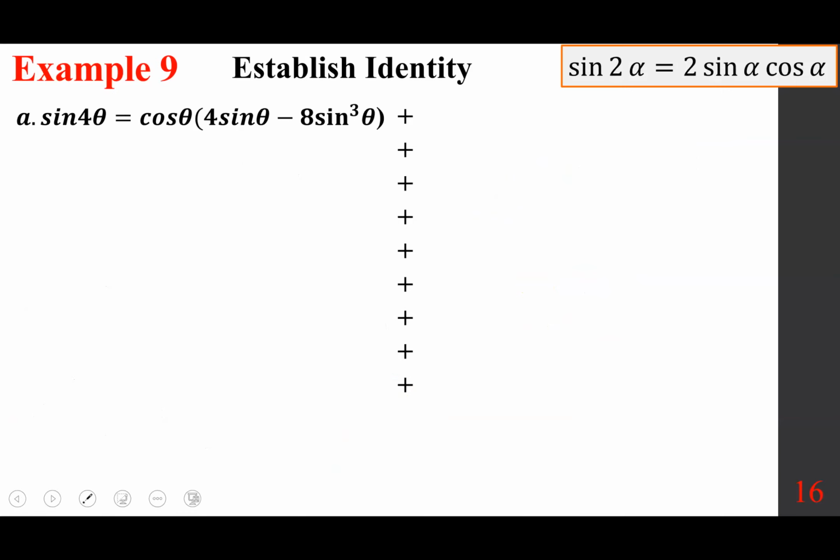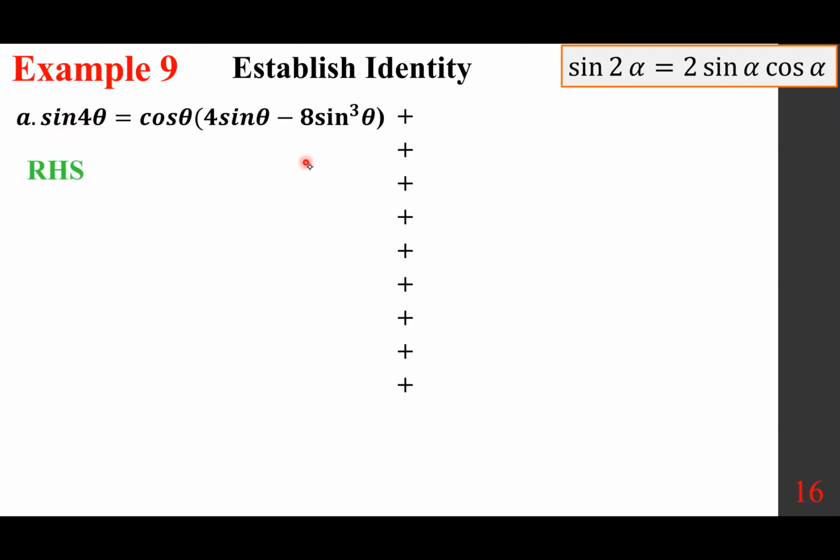Establish the identity that sine 4 theta is cosine of theta times 4 sine theta minus 8 sine cubed theta. If you want to establish an identity, you really can start from any side you want, the right side, the left side, normally the more complicated side. But many times, and we can discuss that, they may say, okay, go from here to here and proceed in that methodology. But anyways, obviously the right-hand side is easier.